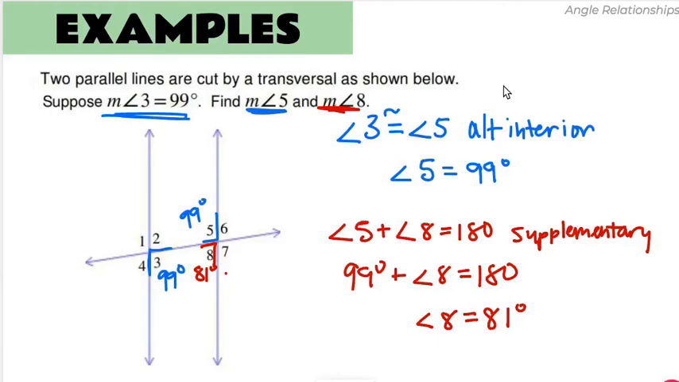All right. So you should have gotten angle 5 equals 99 degrees. And that's because of alternate interior angles. Because these alternate on the inside, they are equal to each other. So angle 5 is 99 degrees. Now, angle 5 and angle 8 are actually adjacent on a straight line. So angle 5 plus angle 8 equals 180 degrees because of the supplementary angles. Do your math and you find that angle 8 equals 81 degrees. That's it.